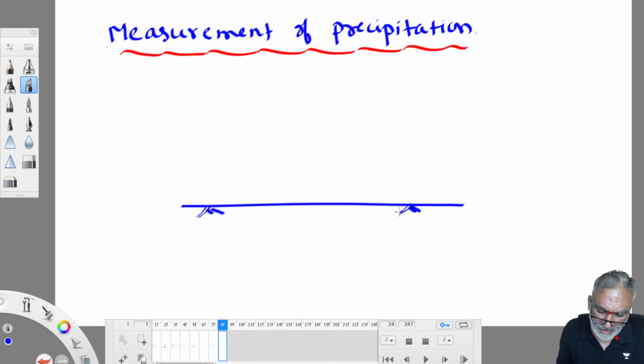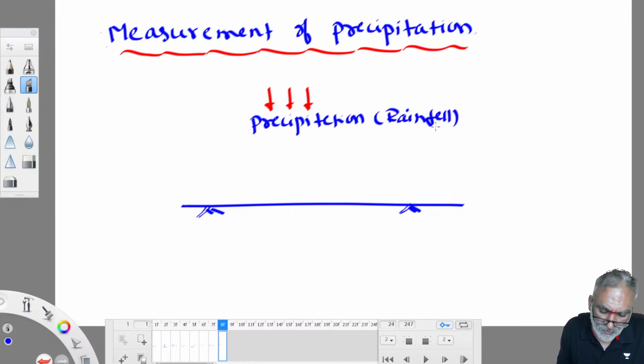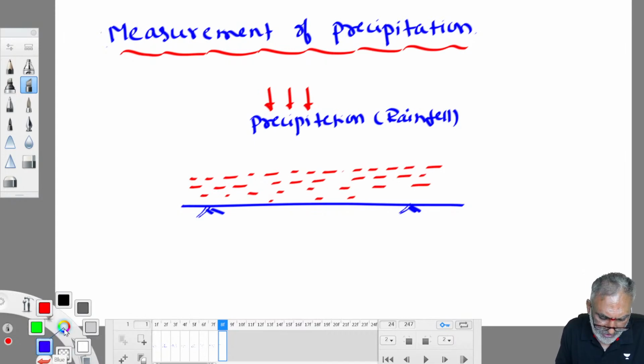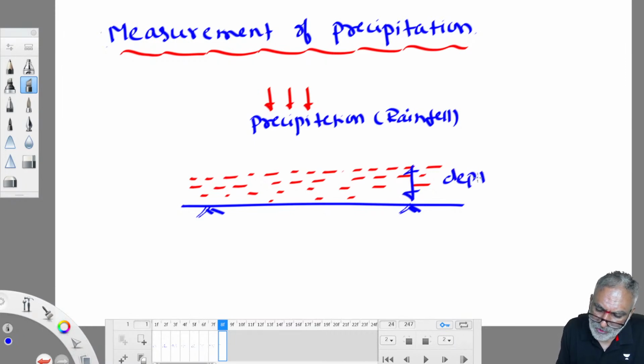If level ground receives a precipitation in the form of rainfall, of course in India by default it is rainfall, then the amount of water that accumulates on a level ground is taken as precipitation of that area, precipitation of that place, precipitation of that catchment. We denote it by P. So it is the depth of water accumulated on a level ground.